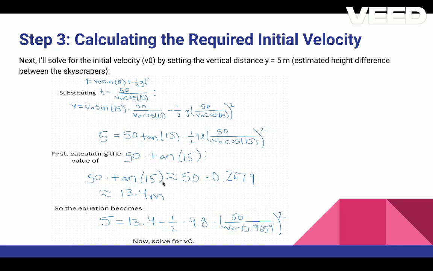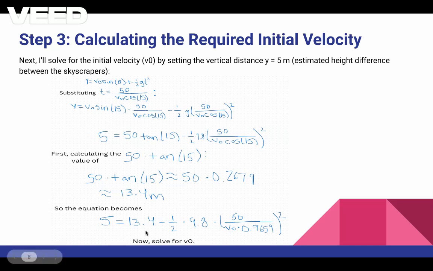Once I get 13.4 meters, I substitute it into the equation again and get a new equation of 5 equals 13.4 minus a half times 9.8 times 50 divided by the initial velocity times 0.9659, and then all squared to the power of 2. After I got that equation, I now need to solve for the initial velocity.